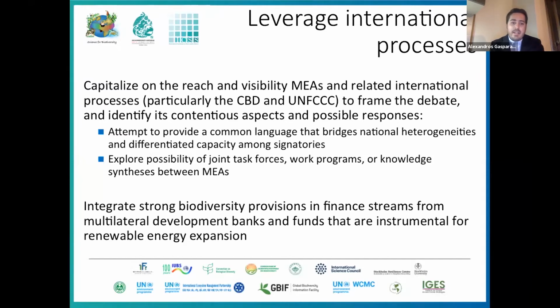Okay, and identify possibly joint task forces or joint work programs or knowledge synthesis between MEAs to facilitate the development of this common language, to create a little bit more cohesive understanding of this interface between biodiversity and renewable energy.